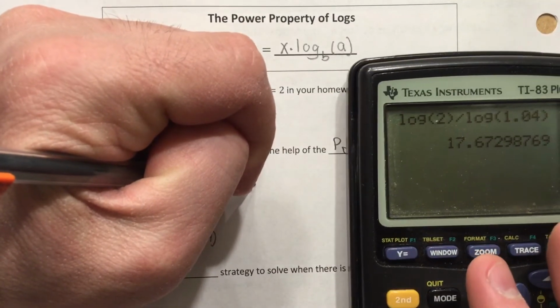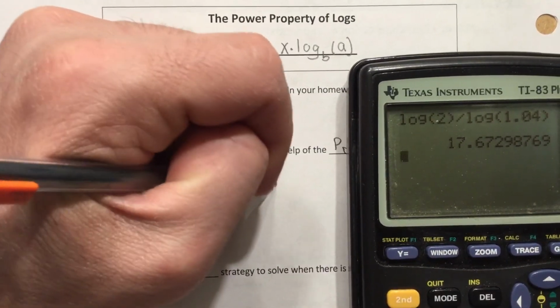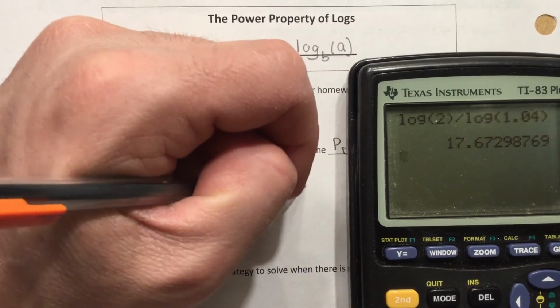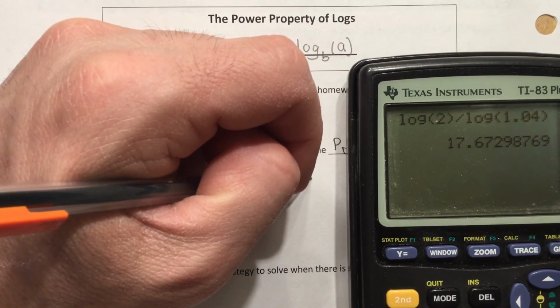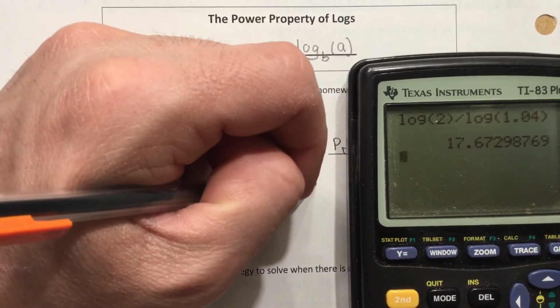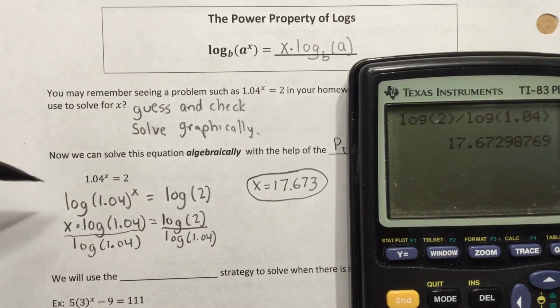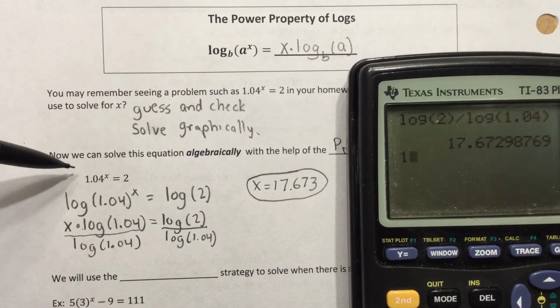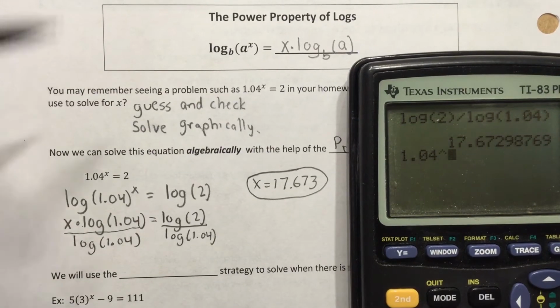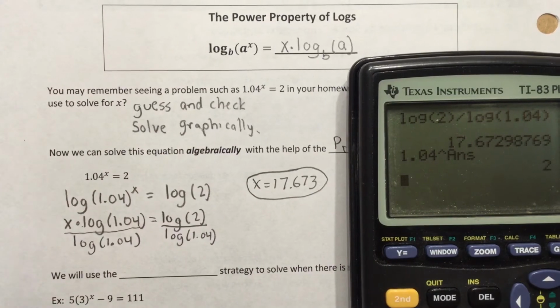So our answer is going to be 17.673. If I double check my work, if I did 1.04 to the second answer, notice I get 2 exactly.